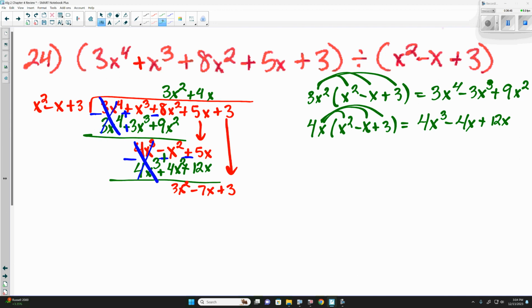We're going to do this one more time. And this time here, we need to see what times x squared gives us 3x squared. That would be plus 3. So we're going to do 3 times our x squared minus x plus 3. And when we distribute the 3, 3 times x squared is 3x squared. 3 times negative x is negative 3x. And 3 times 3 is plus 9.